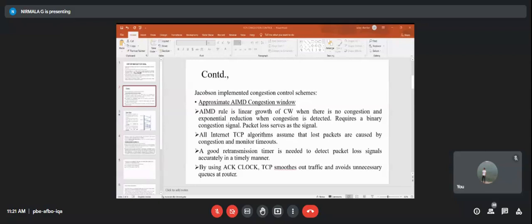So whenever there is an increase in the congestion window size, then it indicates there is no congestion. Whenever there is a congestion in the network, then it is multiplicatively decreased. Multiplicatively decreased means the congestion window size will be decreased. So that indicates the congestion. Whenever we say there is a congestion, it means that the packets are lost, right? So here the packet loss is considered as a signal for congestion detection.